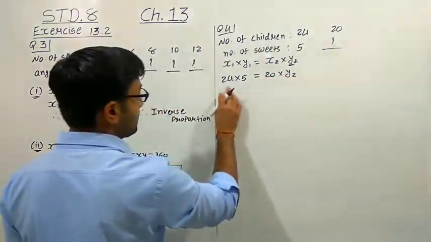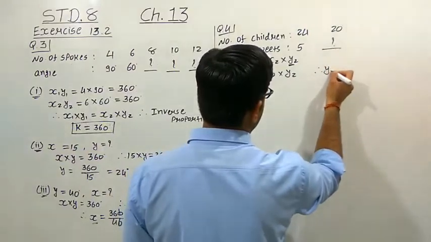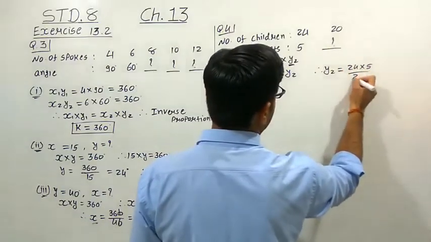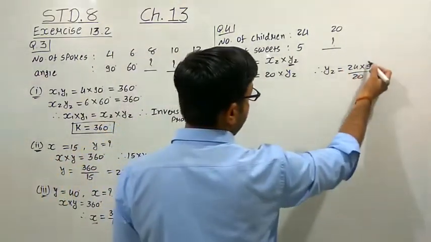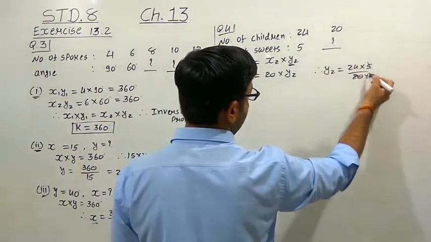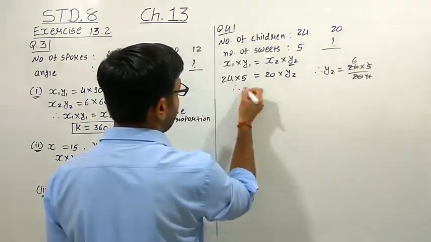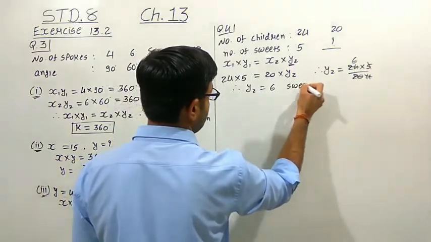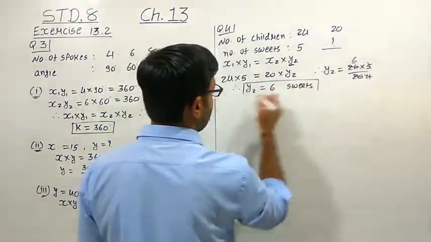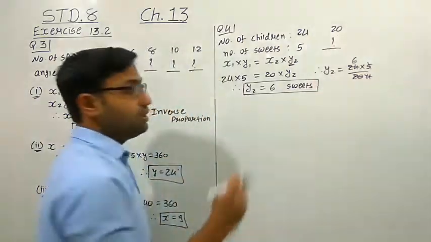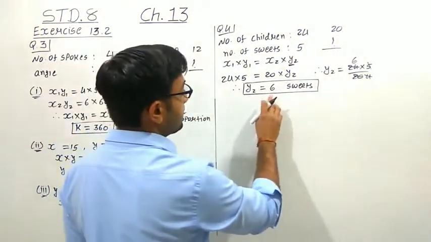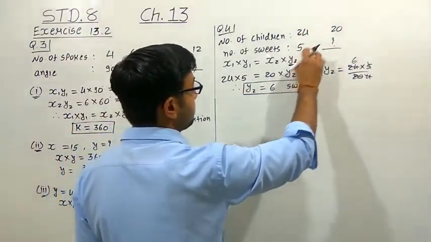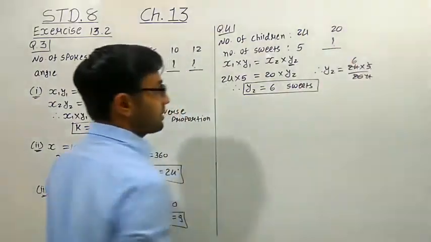Now take this 20 to the left hand side, and it will divide this number. Therefore we get y2 is equal to 24 into 5 upon 20. We can cut it: 5 4s are 20 and 4 6s are 24. Therefore y2 is equal to 6 sweets. So as the number of children is reduced by 4, they will get 6 sweets instead of 5. If the children are 24, they get 5 sweets. If the number of children is 20, they get 6 sweets.